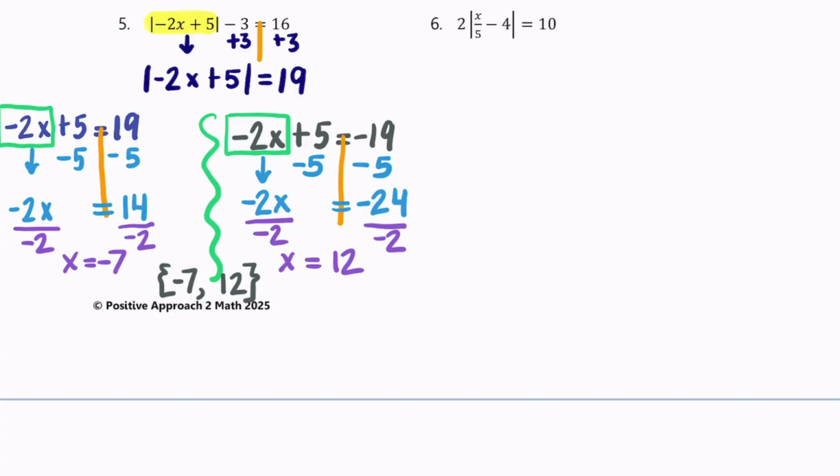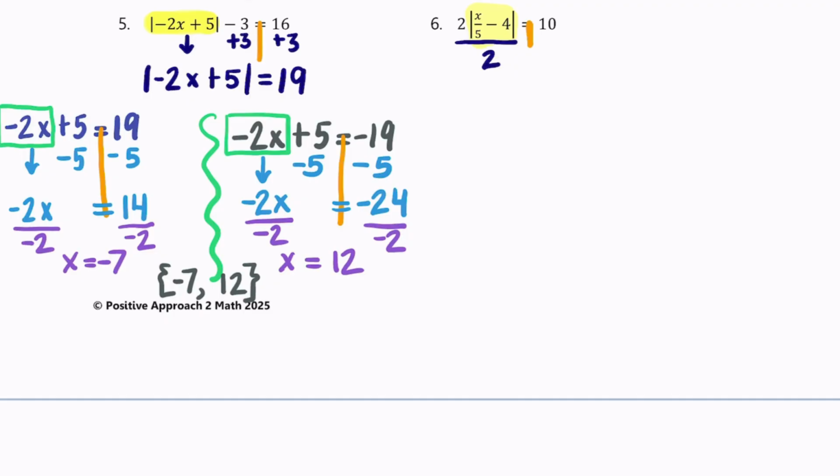And last but not least, number 6. So if we're looking at these absolute values and what's inside the bars, and you ask yourself, is that the only thing on the left-hand side? The answer is no. There's something in front of those absolute values, and you need to recognize how it's attached to the absolute value. Is it being added or is it being multiplied? And here, because we see that 2 and we see that bar and no other operation in between, we know that it is being multiplied. So to get it to the other side, we're going to divide both sides by 2.